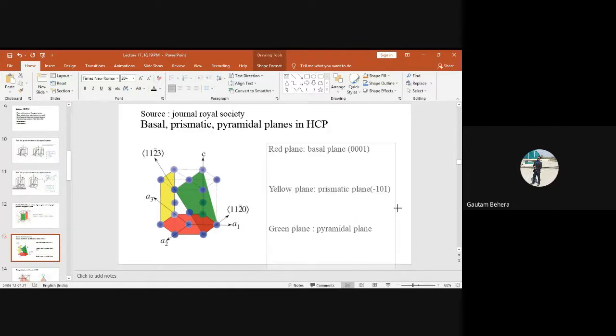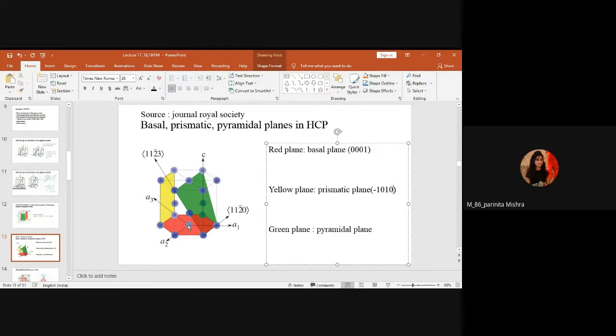Then finally, what about Z? Who can answer what the relation is between this plane and Z? 0. Very good, zero, because the Z axis is the vertical axis, and this plane is parallel to it. So it will be 0. So this will be (1 bar 0 1 0), right?